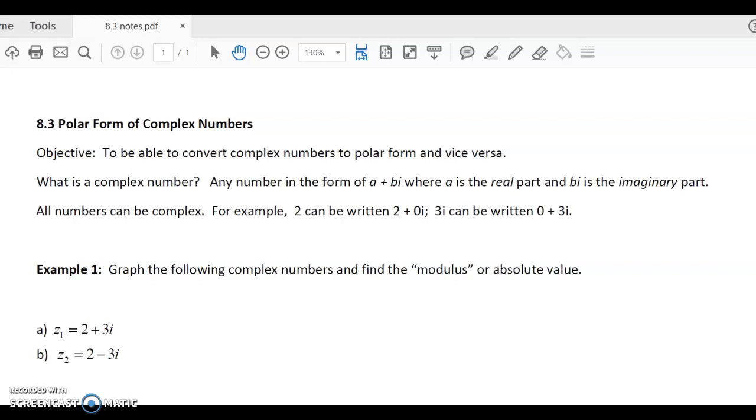Welcome to 8.3 Polar Form of Complex Numbers. Our objective is to be able to convert complex numbers to polar form and vice versa.